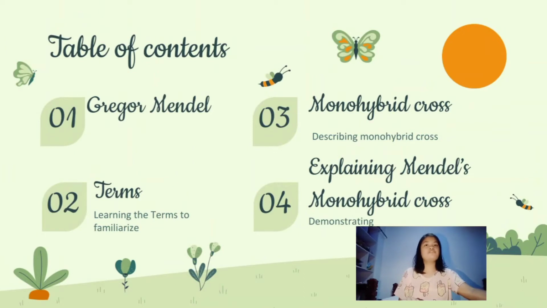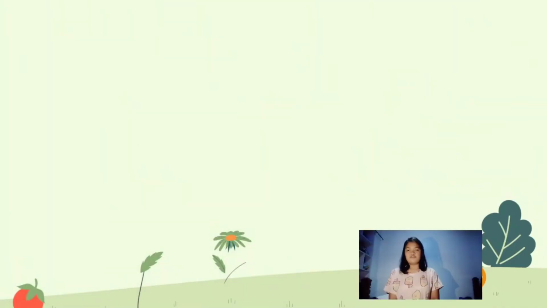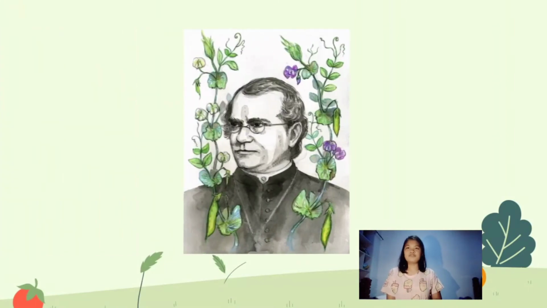Our discussion will be divided into 4 parts. The contents that I will be going over include the founder of this study, the terms we need to be familiarized with, what exactly is monohybrid cross, and of course, demonstrating how to solve problems using the monohybrid inheritance. Make sure to listen to the end of the discussion because we will be having an interactive practice in the end of the video. Before we start learning about our topic, let us first familiarize ourselves with the founder.